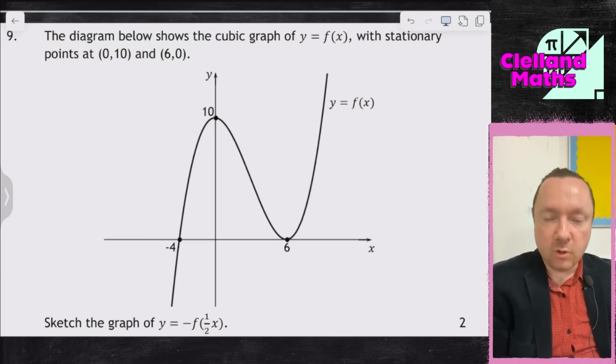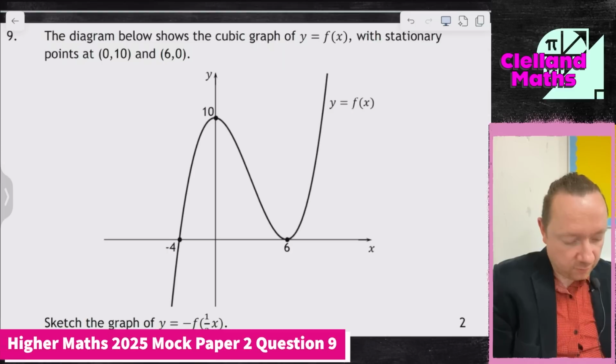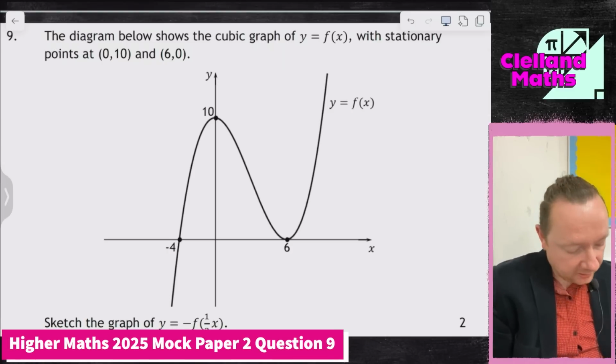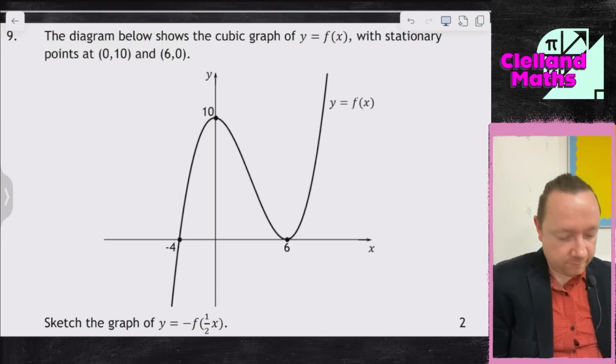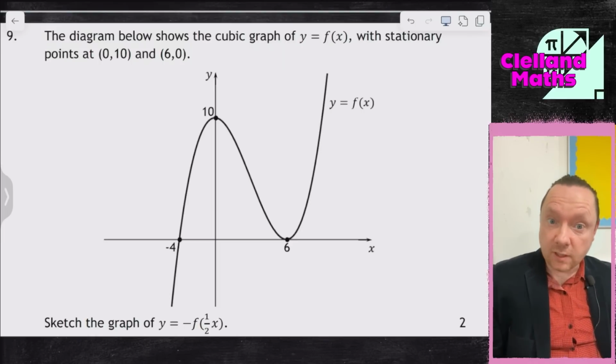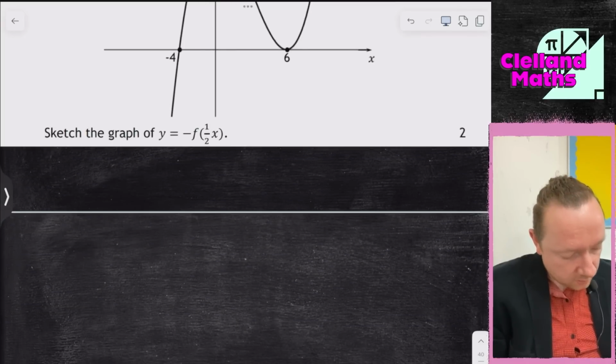SQA Higher Maths Mock Paper 2, Question 9. The diagram shows the cubic graph y equals f of x with stationary points at 0, 10. We have to sketch the graph of minus f of half x. So minus in the front means we're reflecting the x-axis, and a half means that it's kind of stretched, I suppose, or truncated. So what does that actually mean?